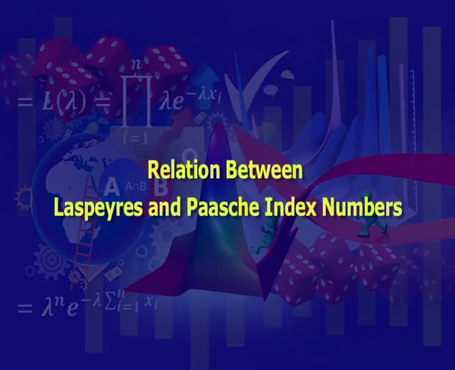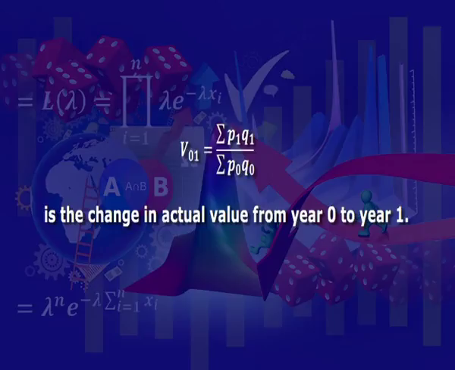Let us see the relation between Laspeyres and Paasche index numbers. In this section, we consider some types of relationship between both the index numbers. Number 1, suppose V01 equal to summation P1Q1 divided by summation P0Q0 is the change in the actual value from year 0 to year 1.